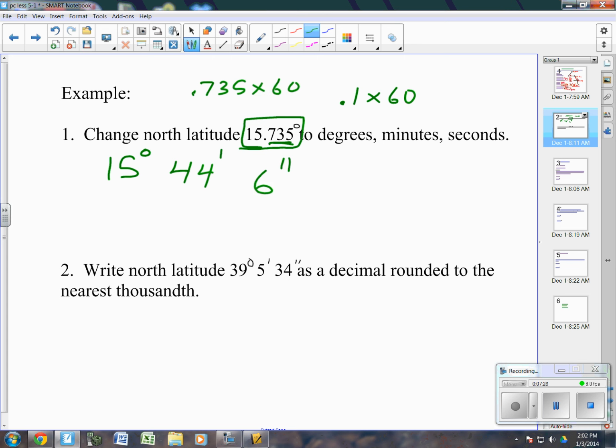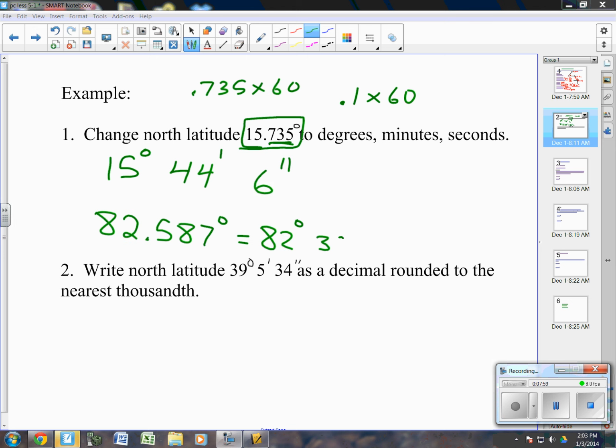Everybody, do this one right here. 82.587 degrees. I want you to change it to degrees, minutes, seconds. Okay, punch it in there. I want everybody doing it. You got it? Okay, so what did you guys get on this one? So 82 degrees, 35 minutes, 13.2 seconds. Okay, so if you have a decimal on the end of the seconds, you just leave it with the seconds, okay?